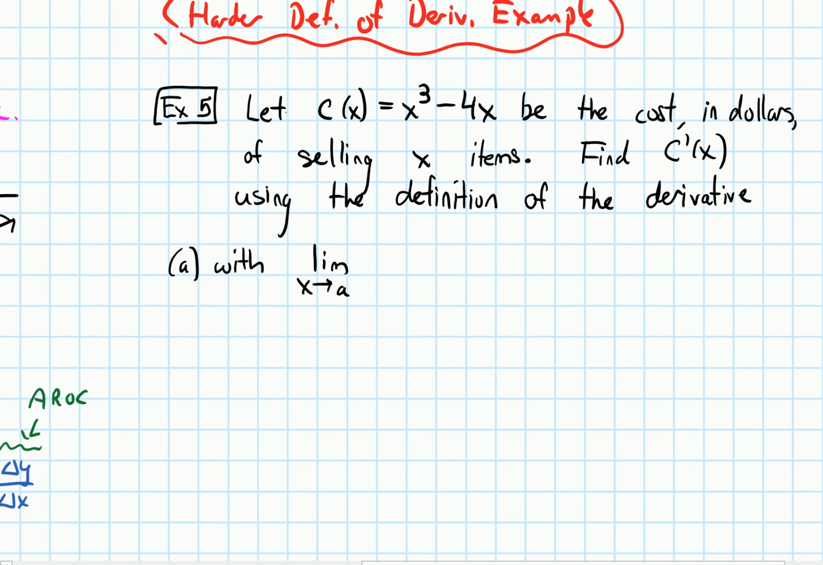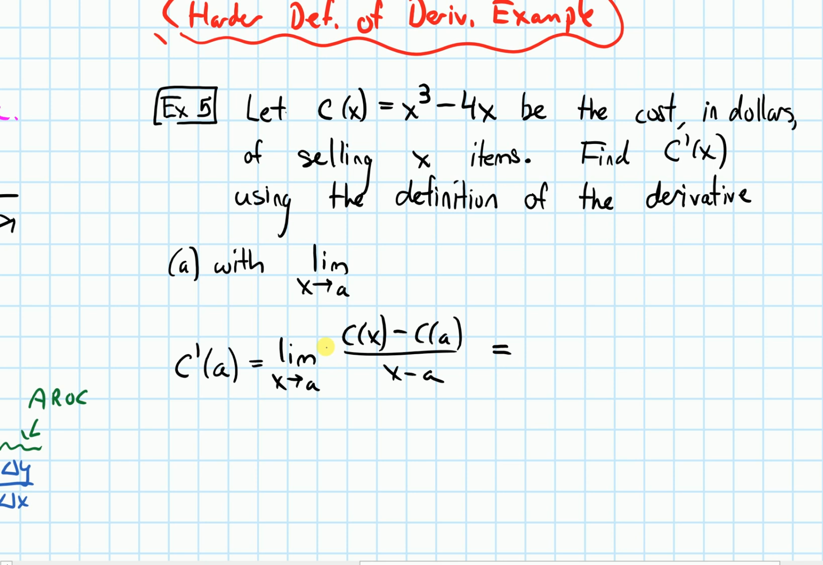Okay, so we've seen two forms for the definition of the derivative, and one of them involves the limit as x approaches a. So let's remind ourselves what that was. So the derivative of our function at a is equal to the limit as x approaches a of c of x minus c of a over x minus a. All right, so that's our definition of the derivative.